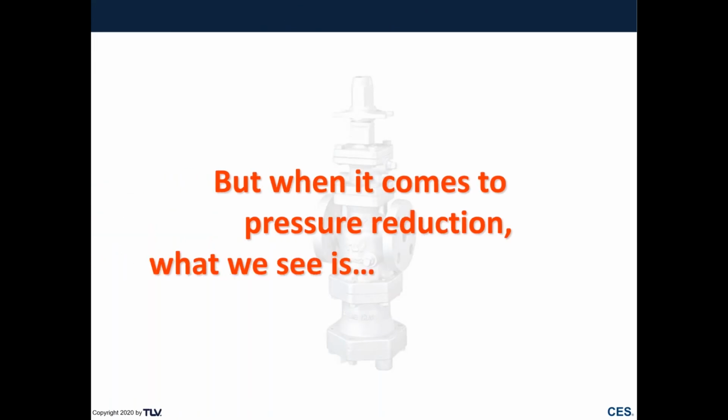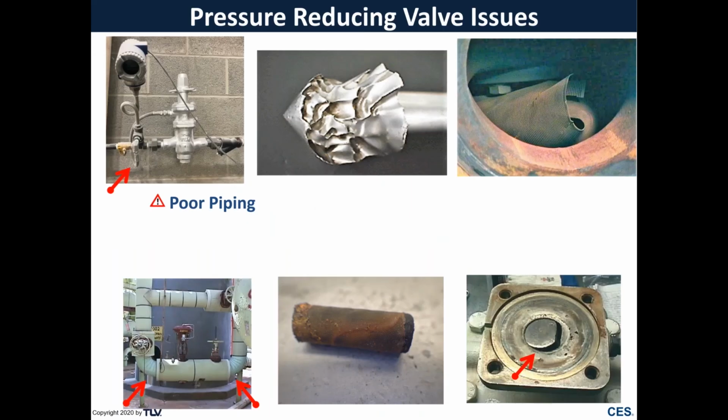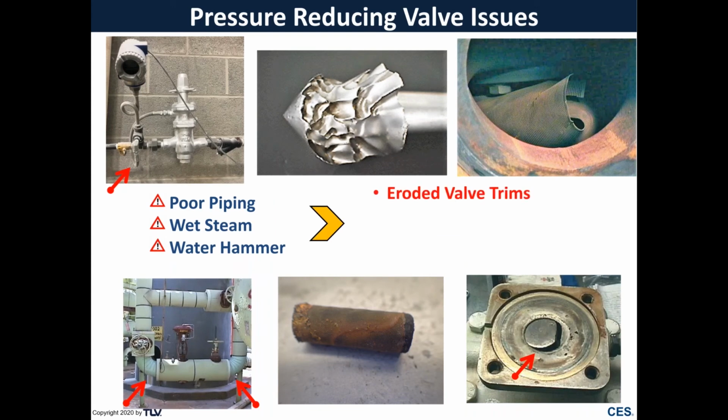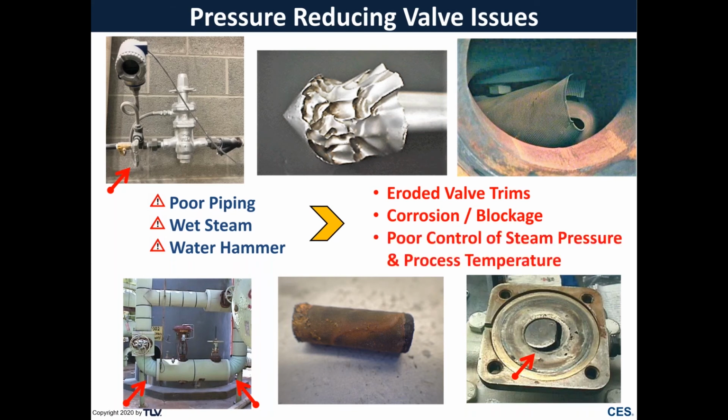But when looking at actual pressure reducing applications, what we will often see is poor piping installations, wet steam system conditions, even the occurrence of water hammer events. This often leads to erosion of valve trims and piping, corrosion buildup on valve components and blockage of strainer screens, and in some cases, poor process control.